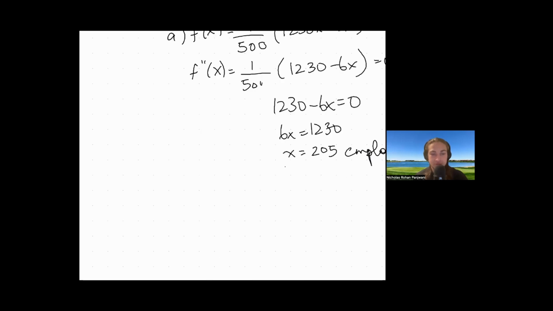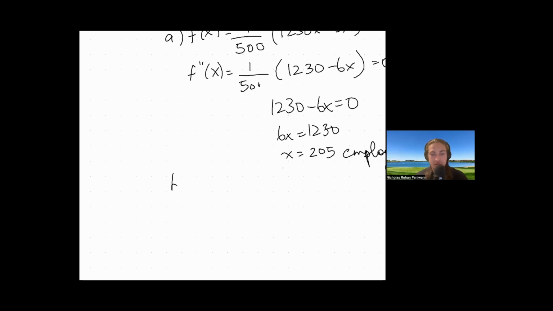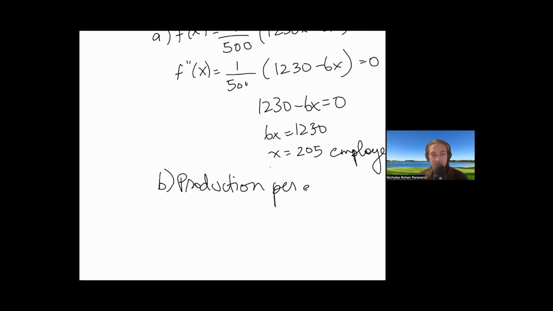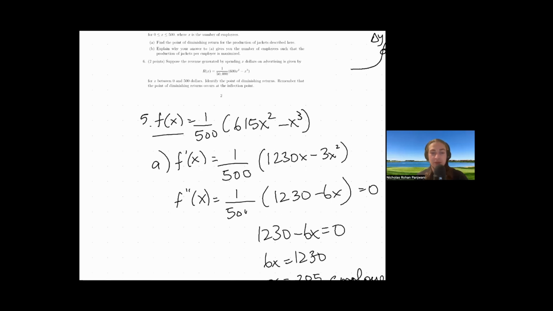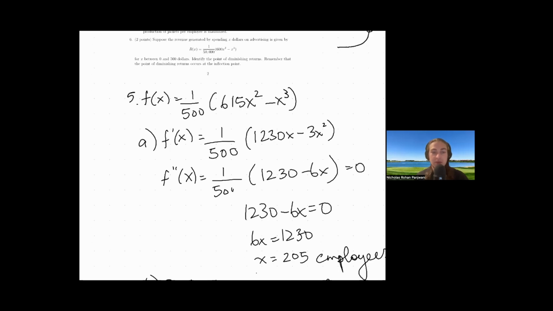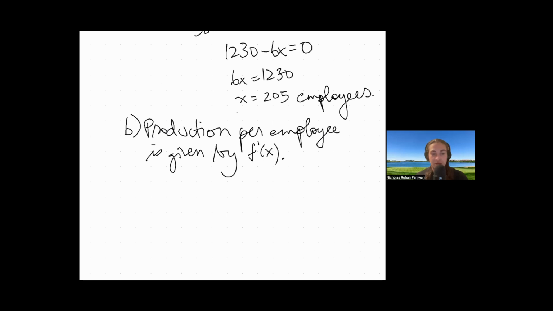Explain why your answer A gives you the number of employees such that the production of jackets per employee is maximized. Well, production per employee is given by f prime of x. So this is total production, f of x. F prime of x is production per employee.